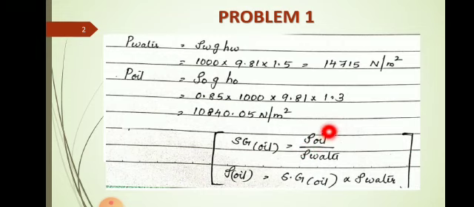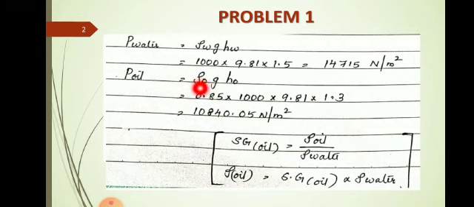From this, density of oil can be found out by cross multiplication: specific gravity of oil into density of water. So in order to find out the density of oil, we have to multiply the specific gravity of oil with the density of water. This relationship you should always remember. From now on, if the specific gravity is given, you can directly multiply it with the density of water to find out the density of the fluid.